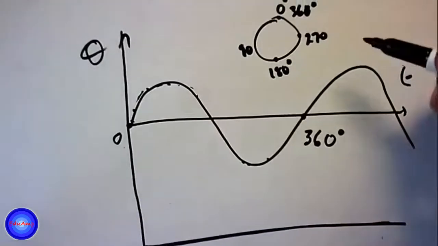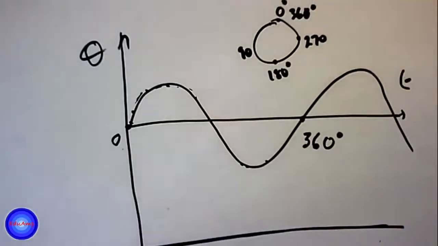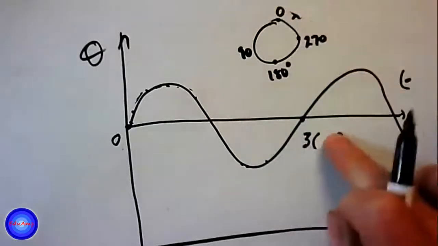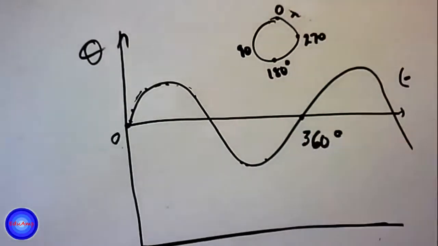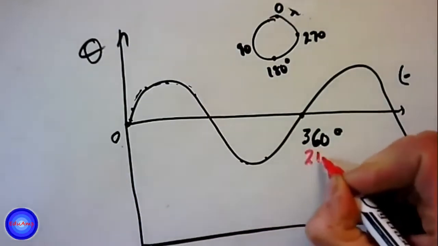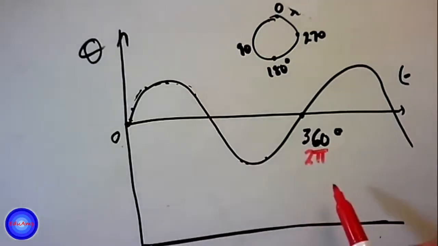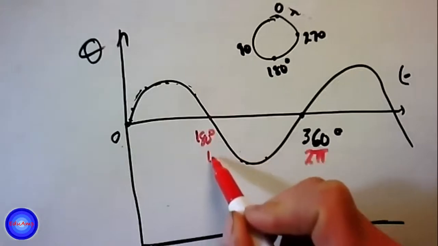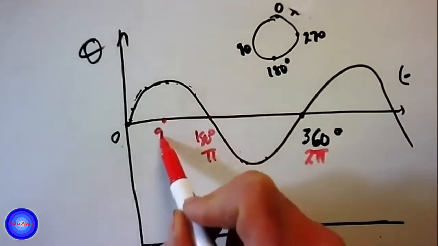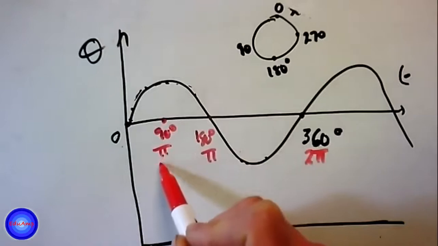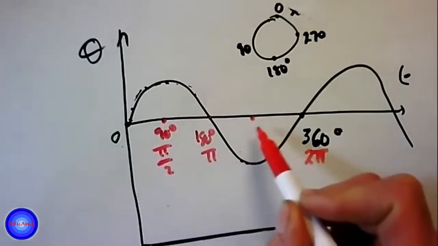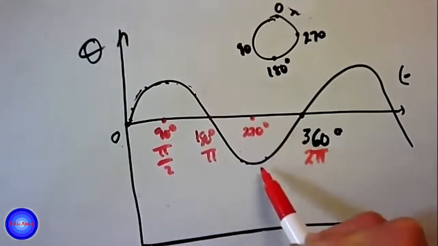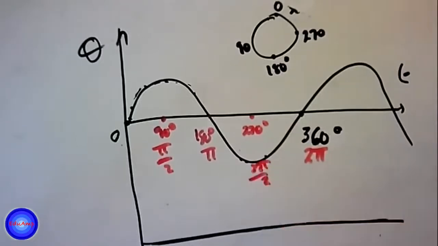So rather than using degrees, and you'll see why when it comes out more in the mathematics, we actually use a different color pen here. We say that 360 is going to be 2 pi, because we do it in radians. Therefore, this point here, which is 180 degrees, we say is pi. Here's going to be 90 degrees, which is going to be your pi over 2. And this is going to be your 270 degrees, which is going to be 3 pi over 2.